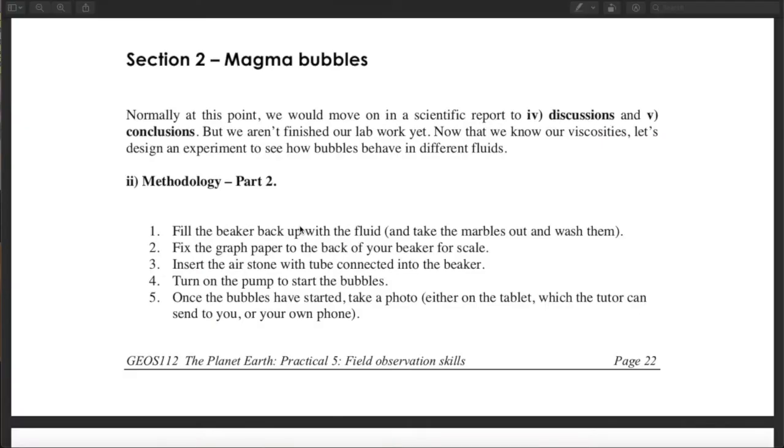So we've just finished our viscosity experiments and we've determined the viscosity of the four fluids by dropping a marble through it a number of times and taking an average. Now, if you're doing a simple experiment, at this point you'd often move on to your discussion section next and your conclusions, but we aren't actually finished our results yet.